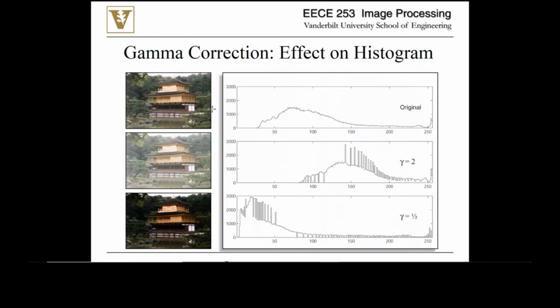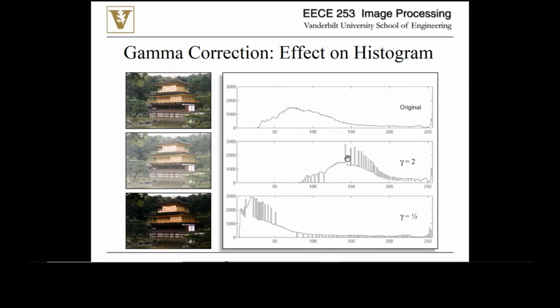Okay, what about gamma correction on the histogram? So let's say that this is the original histogram. Now we have gamma equal 2. And now we have some holes here that we understand why we are getting those.